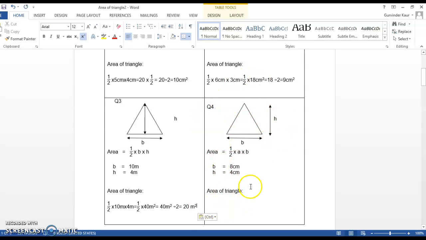Try this on your own, and okay, I'm going to write the answer down, so this is where you pause the video. Okay, you should get 16 centimeter square. Good job if you get this answer. If you don't, repeat again the video and try to learn.